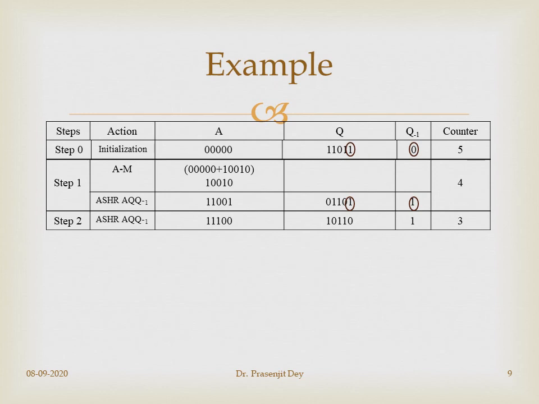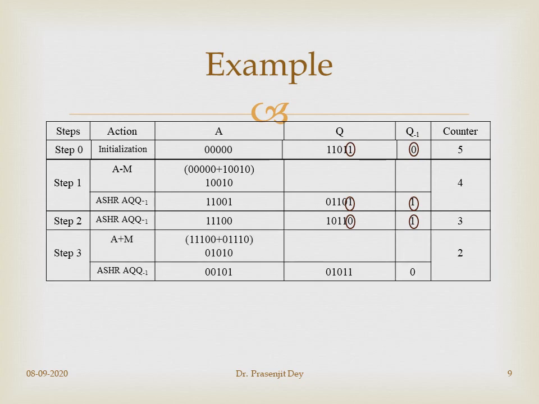After the completion of step 2, we can see that the LSB and previous LSB of the multiplier are 0 1. In case of 0 1, we do the arithmetic addition. We add the multiplicand to the current value of the product register A, which gives us the value 01010. After that we do the arithmetic right shift of the A, Q and Q minus 1 registers by 1 bit, which gives us the value 0010101110, and we decrement the counter by 1, which becomes 2.